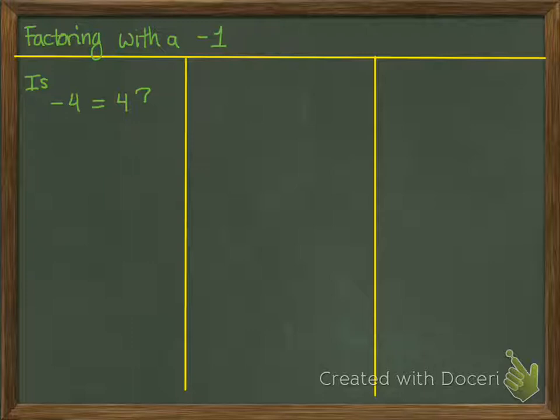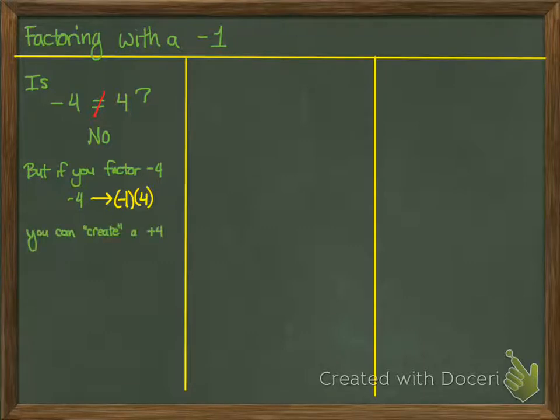Is -4 equal to 4? Well, no, of course not. But if you factor -4, it becomes two numbers, -1 times 4. So you can create a +4 out of that. Boom, right there, by dividing out or factoring a -1. So anything that's negative, you could divide out a negative and make it into a positive number.